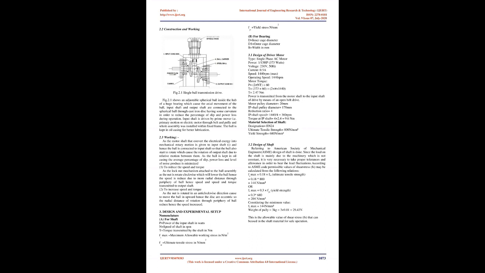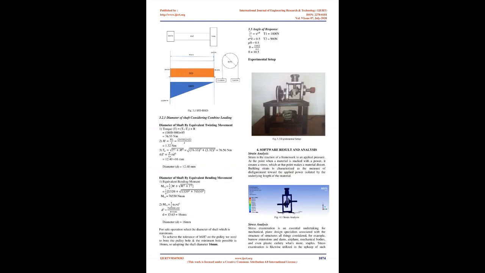Input shaft is driven by the prime mover, i.e. primary motion or electric motor, through belt and pulley, and the whole assembly is installed within a fixed frame. The ball is kept in an oil casing for better lubrication. 2.3 Working. The motor shaft converts electrical energy into mechanical rotary motion and is given to input shaft I, and hence the ball, which is connected to the input shaft, also starts to rotate, which causes the rotation of the output shaft due to relative motion between them.